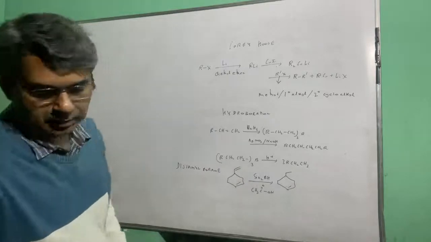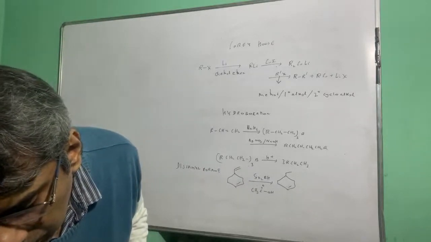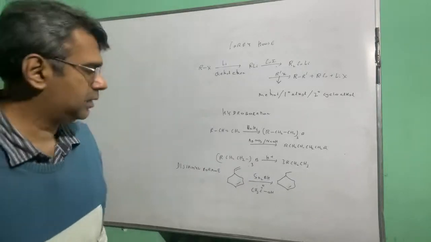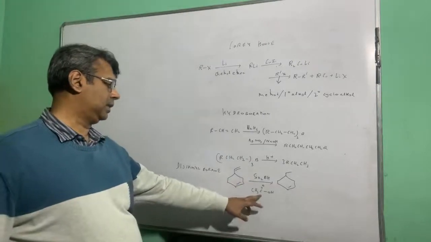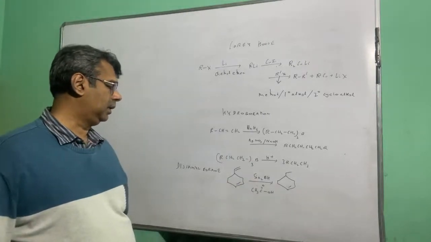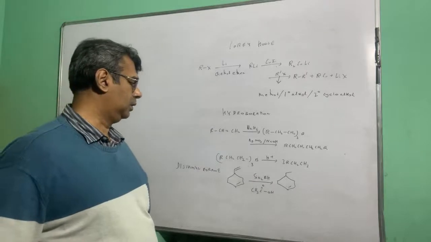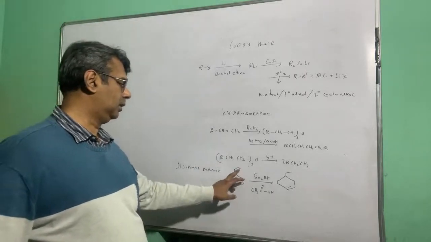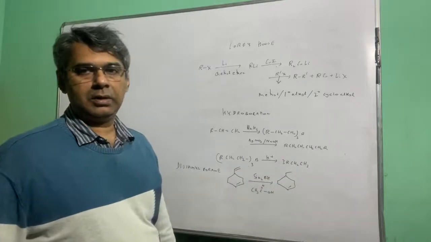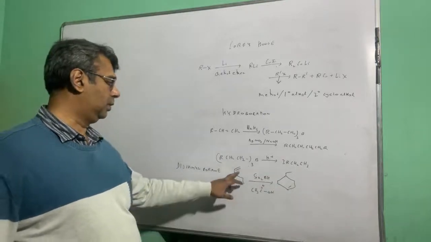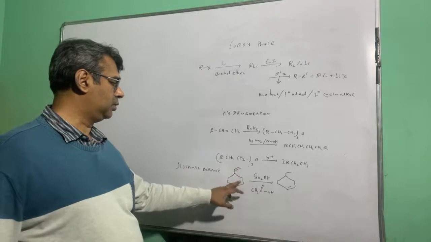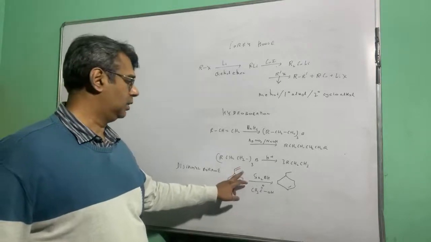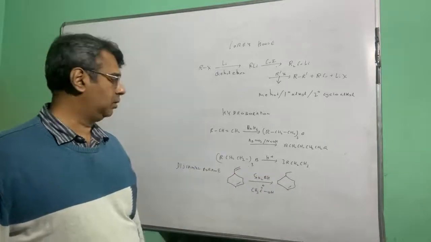So dicyamyl borane. In the presence of acetic acid, the less substituted double bond will be converted to an alkane. There are two double bonds, one here, one here. Out of these two, this one is less substituted, so the less substituted one will be converted to an alkane.